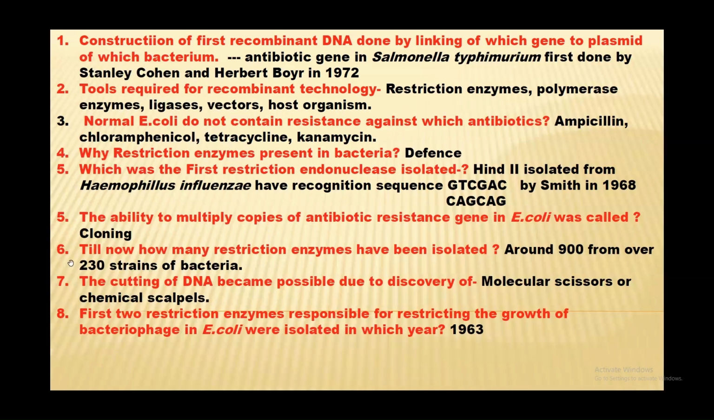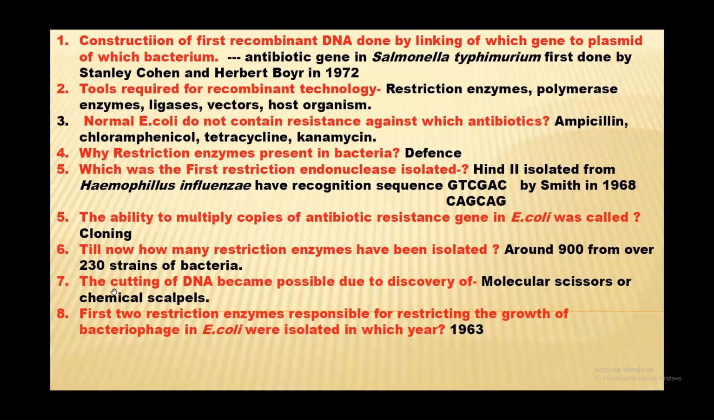Till now, how many restriction enzymes have been isolated? Till now, around 900 restriction enzymes were isolated from 230 strains of bacteria. So this is another important line. Around 900 different types of restriction enzymes from how many bacterial species? 230 bacterial strains.